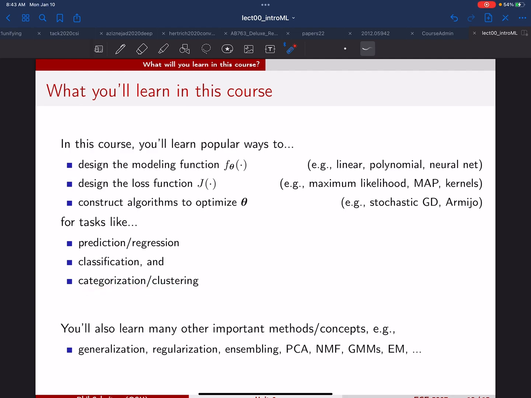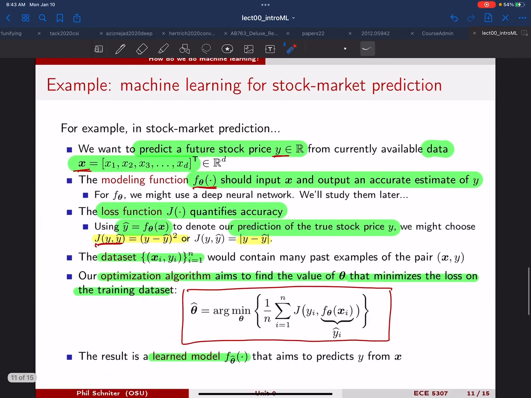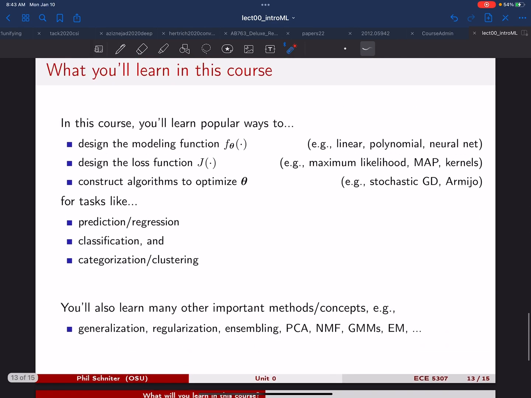But that's not all. We'll learn a bunch of other important topics, like generalization, which says, basically, even if you do all this to your training data, how do you know that this predictor is still going to work on test data that you've never seen before? That's the notion behind generalization. As a way of improving generalization, we'll learn about regularization.